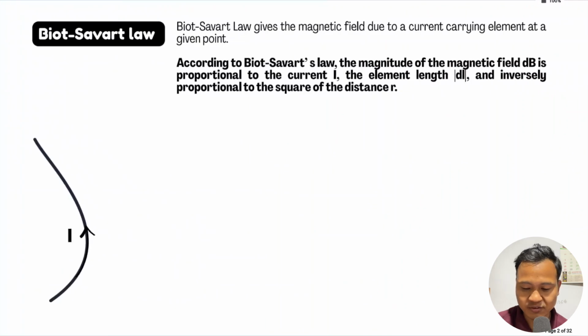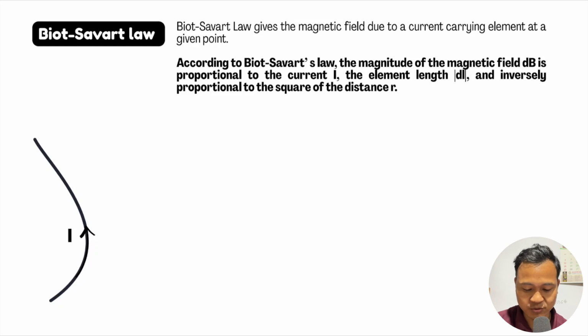The first topic is magnetic field, and the first thing is Biot-Savart law. It gives the magnetic field due to a current carrying element at a given point. An element is a very small piece. For example, in a wire, a small segment of the wire. So due to a current carrying element, a small segment, the magnetic field is given by Biot-Savart law.